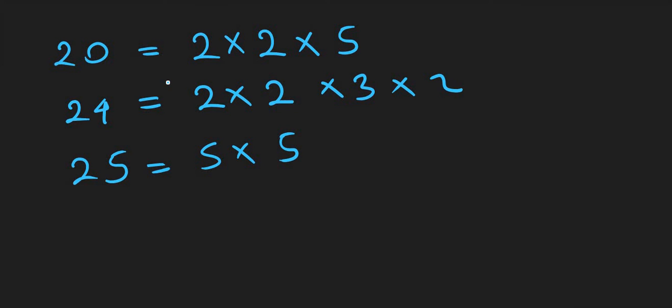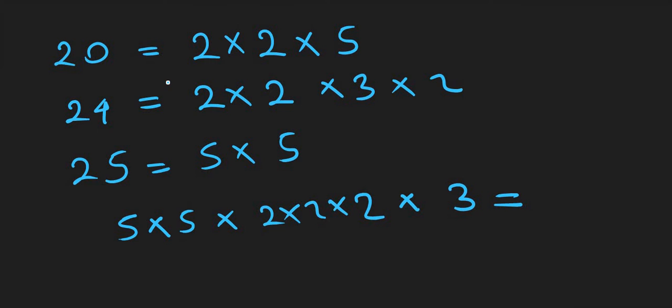5 into 5. Therefore, we can write the highest number of 5's found in one number is 5 into 5, the highest number of 2's found in one number is 2 into 2 into 2, from 24, and the highest number of 3's found in one number is 3. 5 into 5 is 25, 25 into 2 is 50, 50 into 2 is 100, 100 into 2 is 200, into 3 is 600. Therefore, the LCM of 20, 24 and 25 is 600.